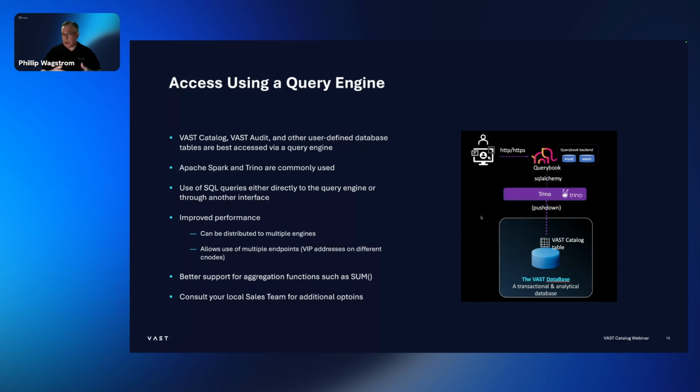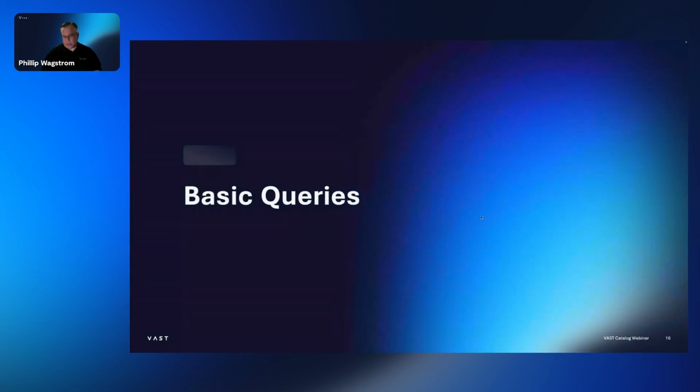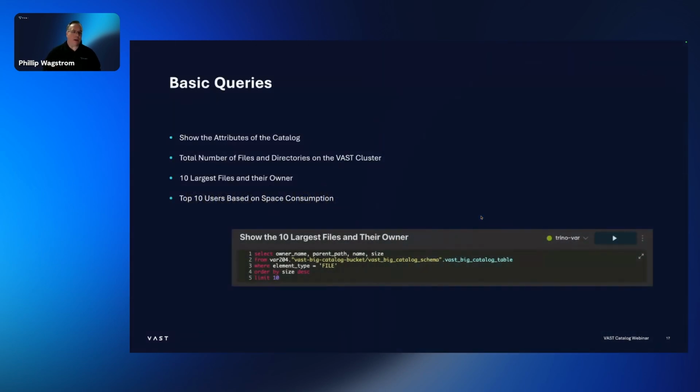And it includes some other things like Grafana dashboards and such. So let's run some basic queries here to get some data out of the catalog. I'm going to focus mostly on utilization.